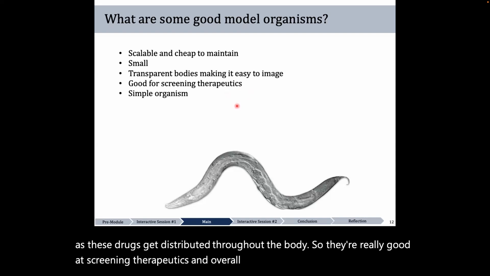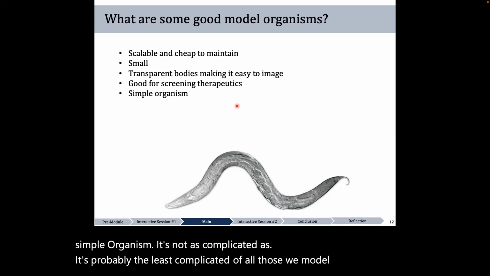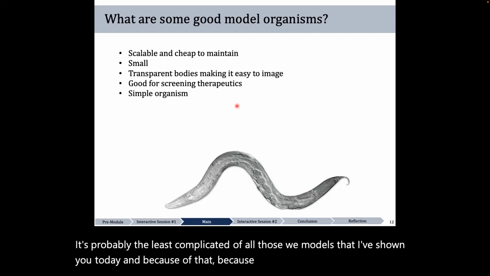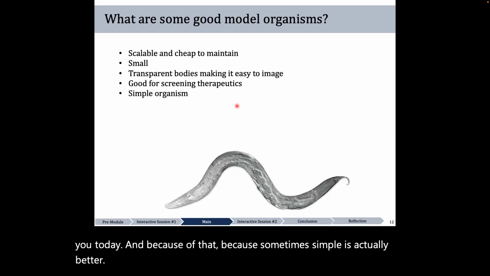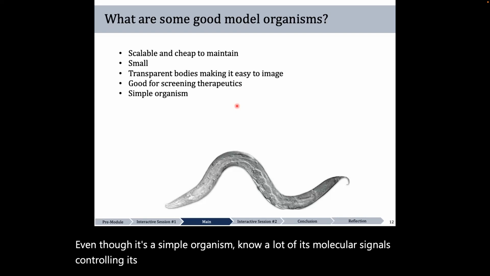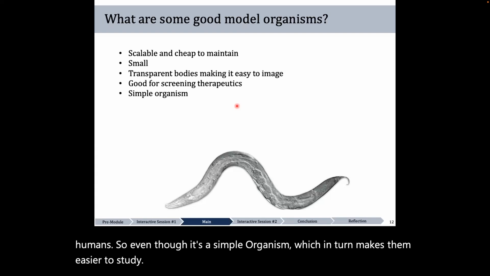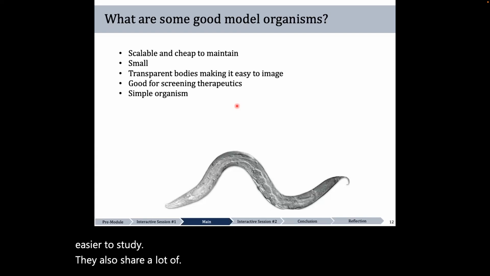And overall, it's a relatively simple organism. It's probably the least complicated of all these models that I've shown you today. And because sometimes simple is actually better, even though it's a simple organism, a lot of its molecular signals controlling its development are also found in more complex organisms like humans. So even though it's a simple organism, which in turn makes them easier to study, they also share a lot of developmental periods and developmental changes that more complex animals experience.